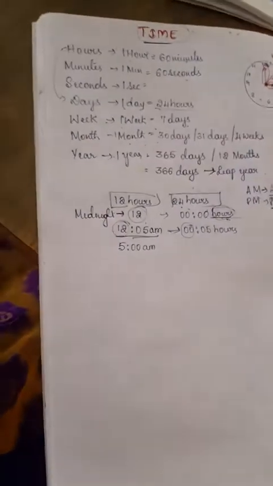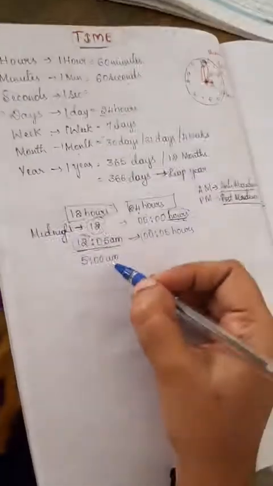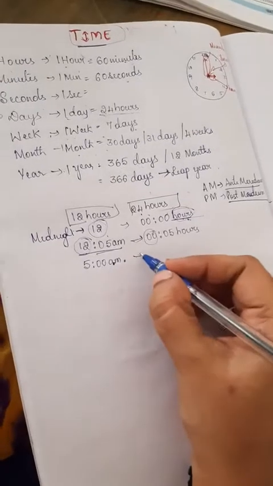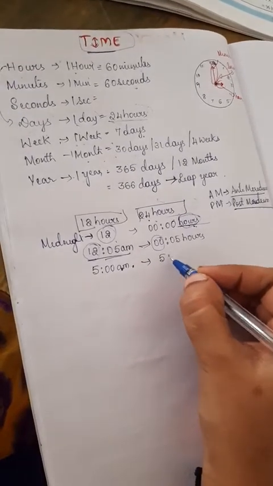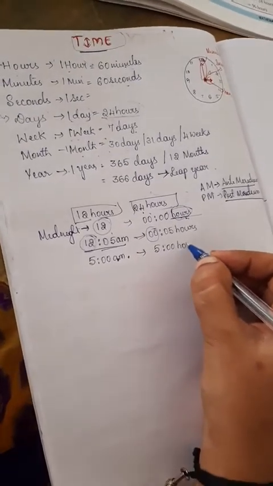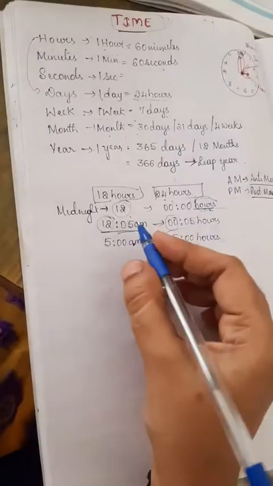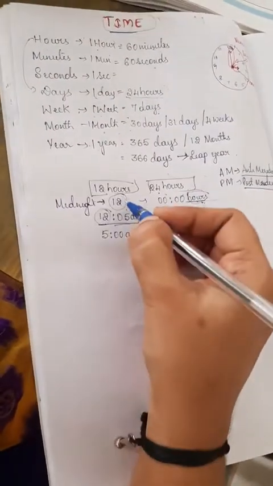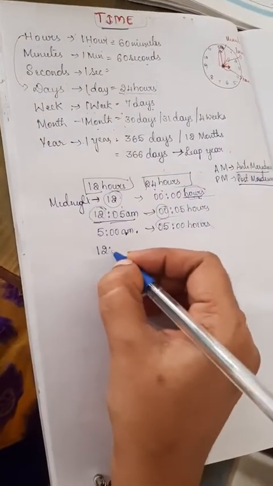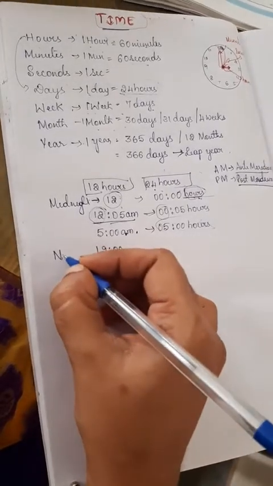AM means what? Ante-meridiem. So, AM. So, it is represented as how? 5 hours. Always this format should be like this itself only. Okay, this is morning 5. Now, this is midnight. Now it is 12 noon.